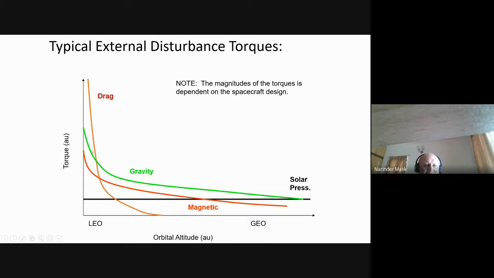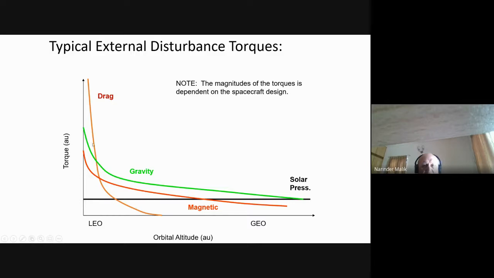Similarly, gravity gradient torque also is a function of the orbital height, but also it is a function of the inertial properties. So it also eventually becomes smaller and smaller. Same thing with the magnetic field. As the orbital height increases, the Earth's magnetic field will be reducing as a function of 1 over r cube. So this magnetic torque also comes down.